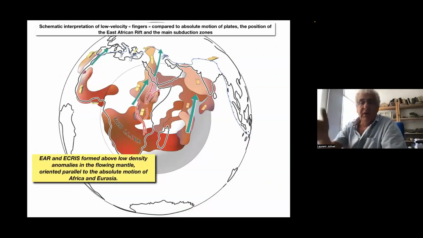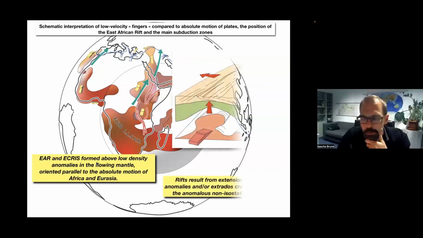So this is a very highly simplified view of these low velocity fingers in the mantle here, compared to the absolute motion of plates in green here, the position of the East African rift here, and the main subduction zones in the north here. So we can assume, and this is a hypothesis, that the East African rift and the European rift system formed about such low density anomalies in the flowing mantle that are parallel to the absolute motion of Africa and Eurasia.